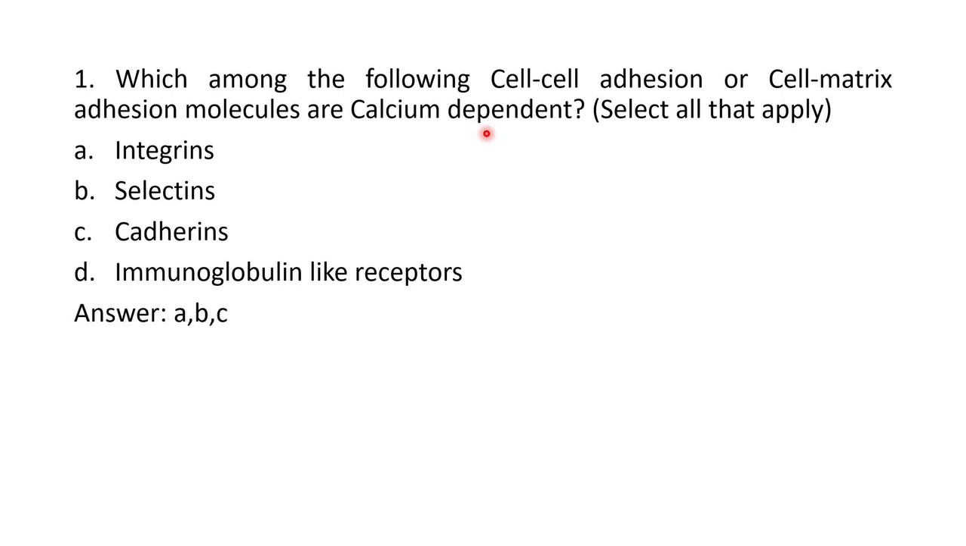Okay, so integrins, selectins, and cadherins, these are the class of molecules that come under calcium dependent adhesion molecules. Immunoglobulin like receptors are calcium independent adhesion molecules.